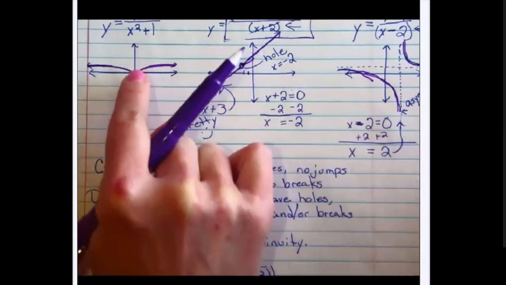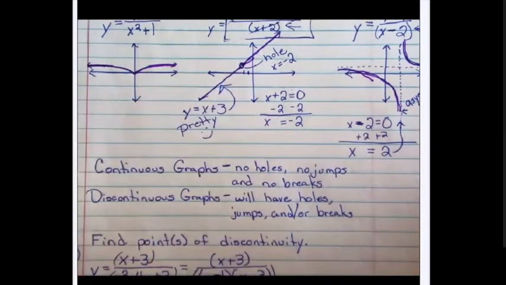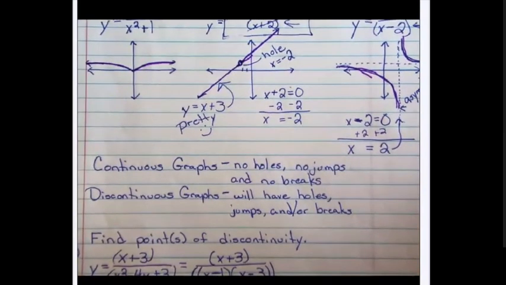This one is continuous. Okay. So continuous doesn't have any holes, it doesn't have any jumps, no breaks. I can trace it with my pencil without picking up my pencil at all. Discontinuous means that we're going to have holes or jumps or breaks. We're going to have to pick up our pencil to graph the whole thing.